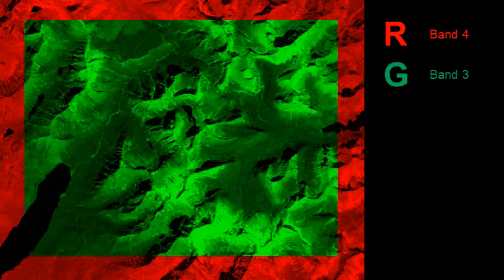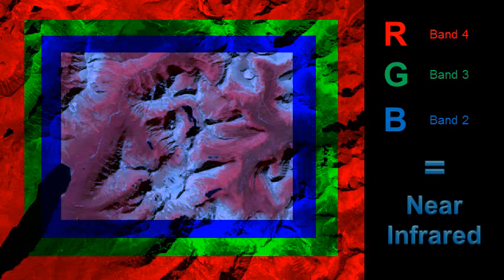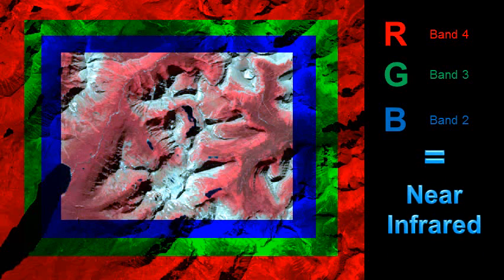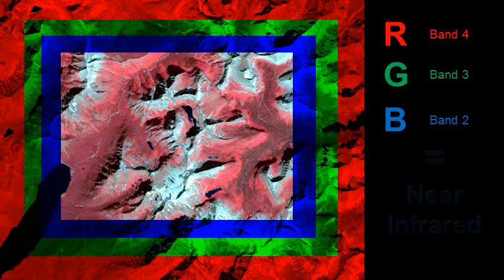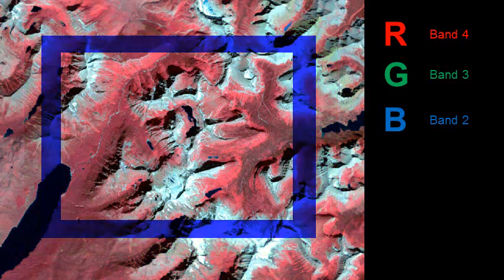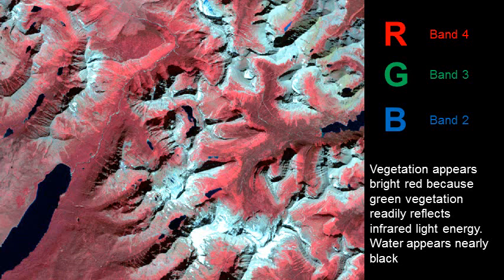If we assign this to the red band, and band 3 to the green band, and band 2 to the blue band, what we end up with is something we refer to as the near-infrared composite. This band combination, which has dropped out the visible blue band, creates a near-infrared composite. Vegetation in the near-infrared band is highly reflective due to chlorophyll, and a near-infrared band vividly shows vegetation in various shades of red. Water appears dark, almost black, due to the absorption of the energy in the visible red and near-infrared bands.